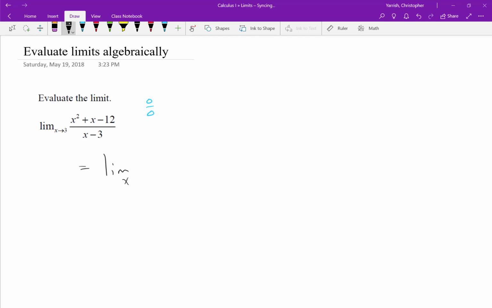Turns out, what I'm going to look for here is some way to rewrite this expression so that I don't have a denominator that's going to 0. So what we're oftentimes going to look for is something to cancel. If you're going to cancel anything in a rational expression like this, you're going to look to factor. So here's our strategy on this one. Let's factor both numerator and denominator. Notice my denominator is already factored. My numerator, x squared plus x minus 12, I have to think about factoring that.